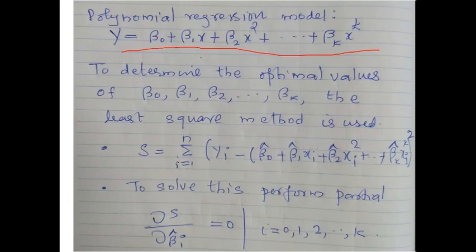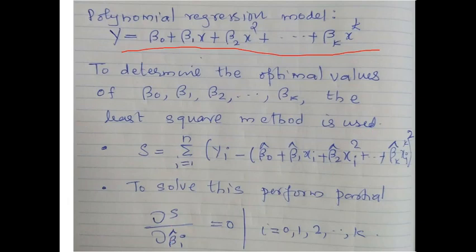Then the residual error will be sigma i equal to 1 to n over all data points, of yi minus beta naught hat plus beta 1 hat xi plus beta 2 hat xi square plus ... plus beta k hat xi raised to k, the whole square. To solve this, as we have done in simple linear regression, take the partial differentiation with respect to each of the coefficients. How many coefficients are there? Beta naught to beta k. Then how many times do we need to perform partial differentiation? K plus 1 times, since 0 to k means k plus 1 times. And you will get k plus 1 equations with k plus 1 unknowns, beta naught hat to beta k hat.